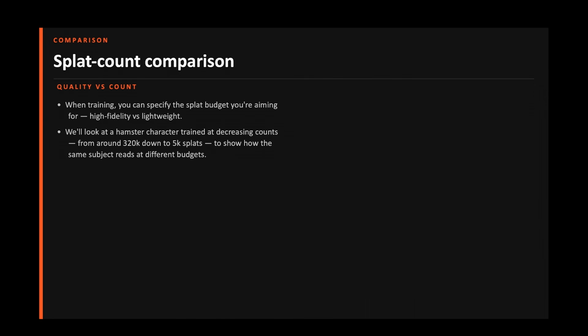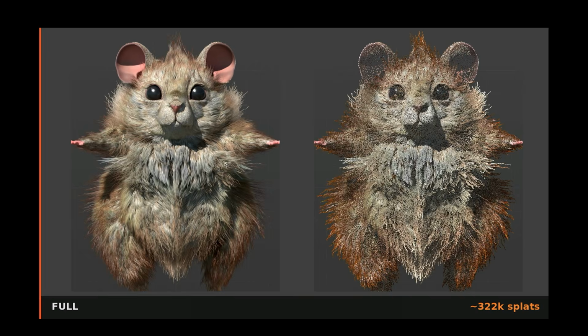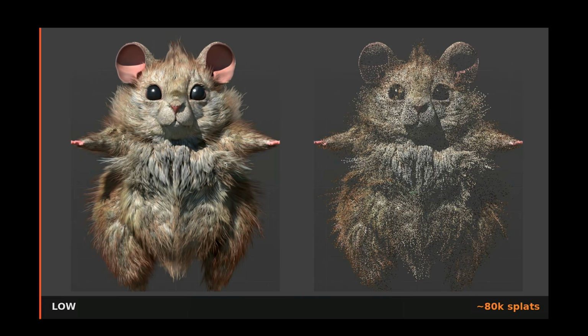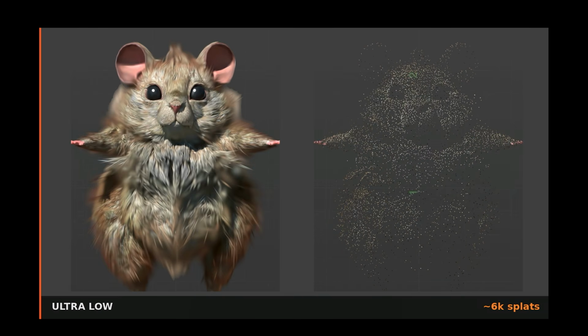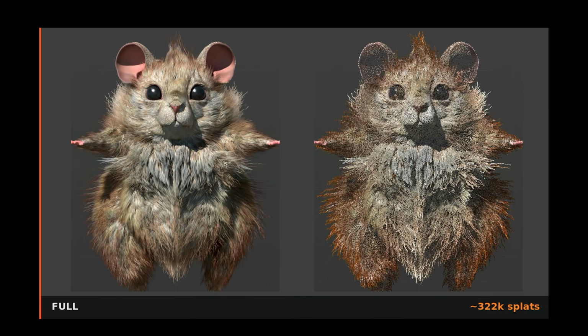And of course, you can specify the target point count of the G-splat, so you can really go with high fidelity or lightweight G-splats. And here I've prepared a bit of a comparison for this hamster, where we will see the actual G-splat rendered in the viewport, and the points representing those G-splats. This is with 300,000 points, and I will go down to 80,000 and 20,000 and down to 5,000, and you will see how that translates to the quality of the G-splat.